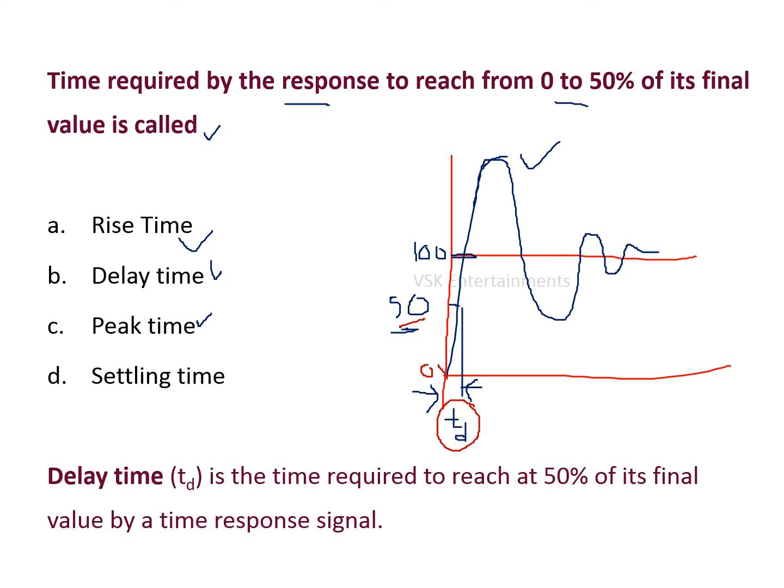So delay time is defined as the time required by the response to reach from 0 to 50% of its final value. So in this, response is reached from 0 to 50%. So option B is the right answer. That is the delay time.